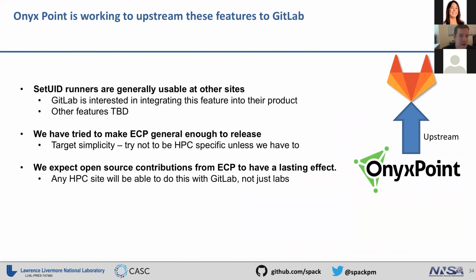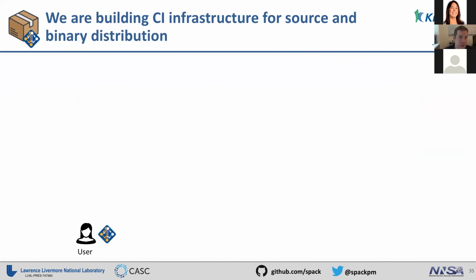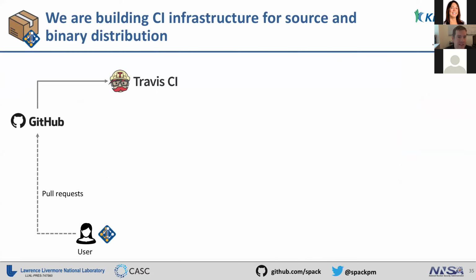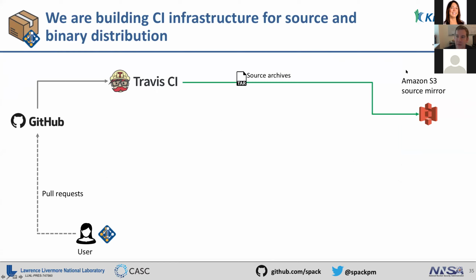Essentially, we are trying to set up automatic builds of all these Spack packages on machines that we care about on a regular basis. If you look at how Spack is set up now, the users would submit pull requests to GitHub with their new packages. We test that in Travis, and right now we basically just run unit tests on Spack itself. We would like to add mirroring capabilities so that if the source tarballs for packages go away, we actually have a mirror for them.